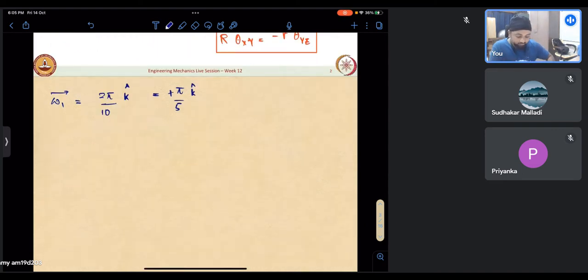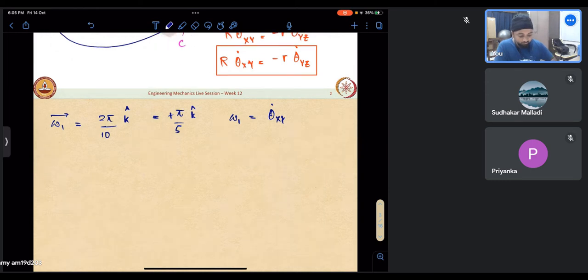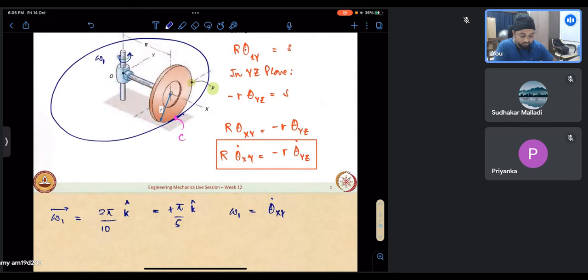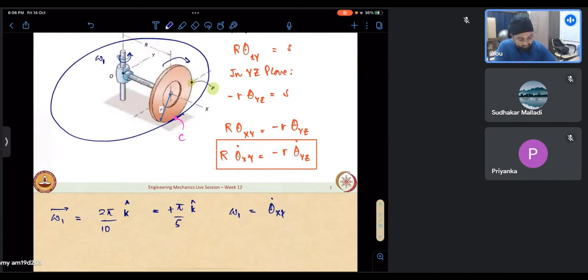Now if you see from the relation, omega 1 is nothing but our capital theta xy dot in that plane. That is how it changes. Another point to be seen is this disk also has an angular velocity like that, because it is rolling, it is not sliding. So that angular velocity can be calculated now. Let us call this disk's angular velocity as omega 2, say.